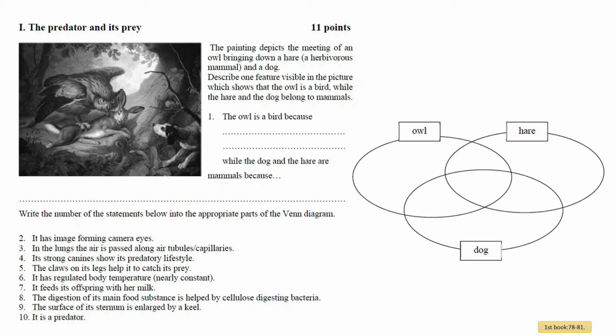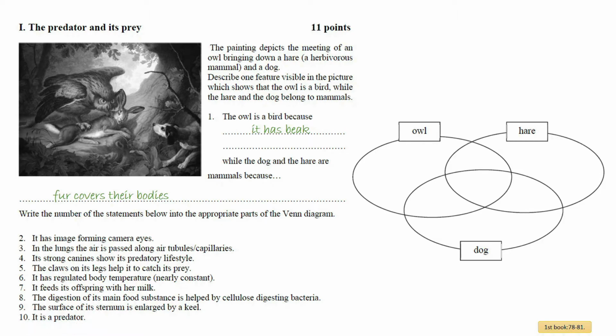The painting depicts the meeting of an owl bringing down a hare, a herbivorous mammal, and a dog. Describe one feature visible in the picture which shows that the owl is a bird, while the hare and the dog belong to mammals. Alright, so the owl is a bird because, and one visible feature should be named here, it has feathers or it has a beak. Both of them would be accepted. While the dog and the hare are mammals because their bodies are covered with fur.